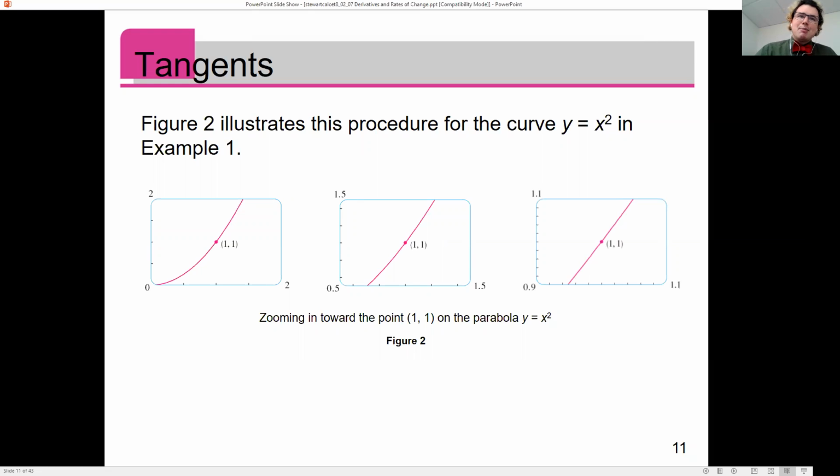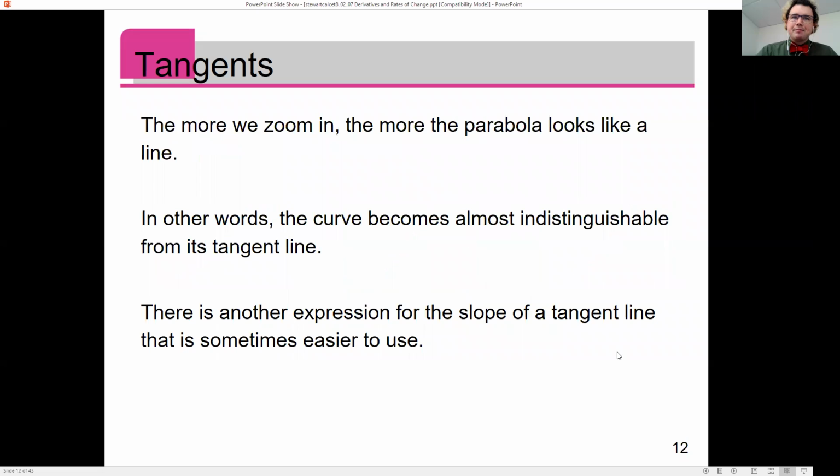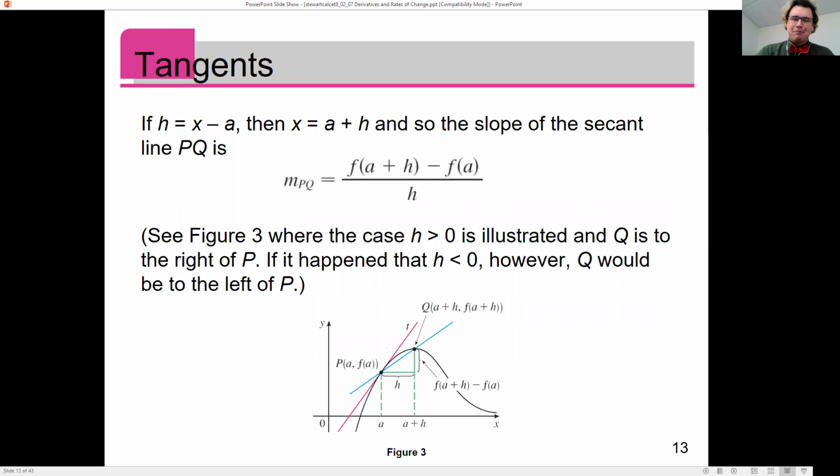So here is a demonstration. This is exactly the parabola from the previous example. Here's the coordinate x equals 1, y equals 1. And as we zoom in, it does look more like a straight line. So we can say that that curve, that graph of the function y equals x squared, at the microscopic level, we may as well replace it with the tangent line that we know how to calculate now using limits.